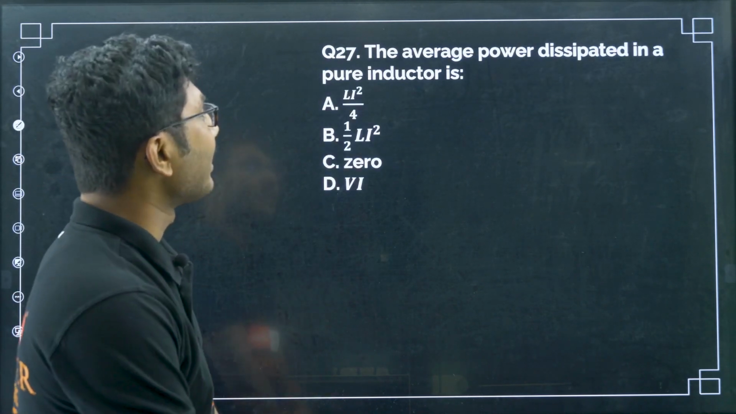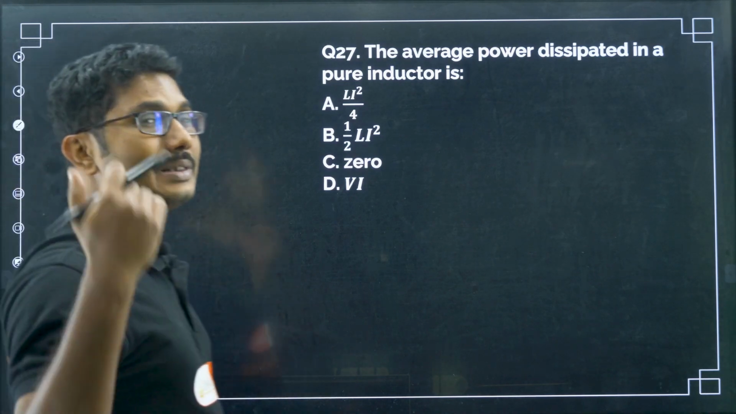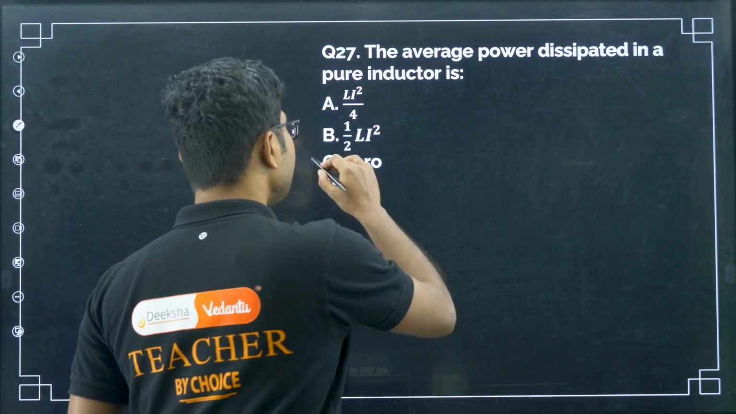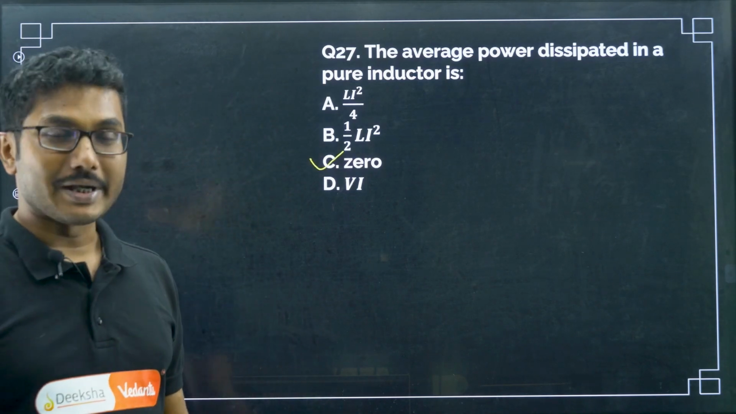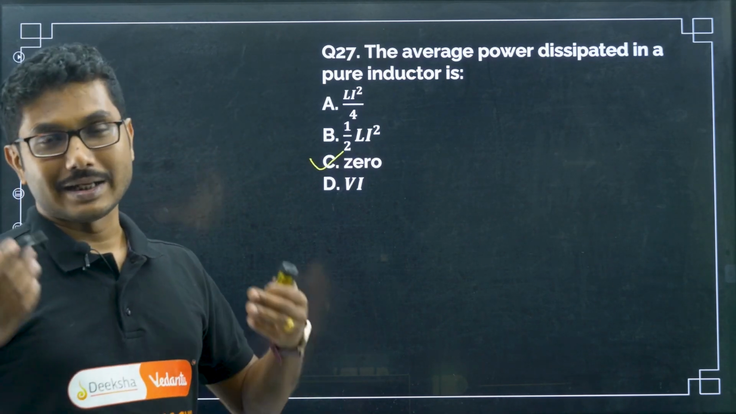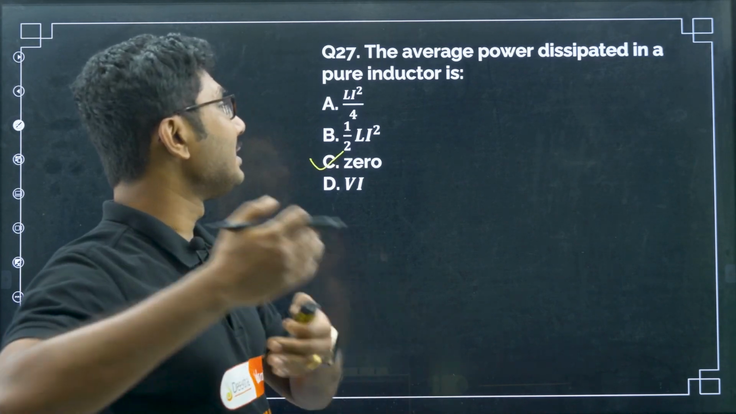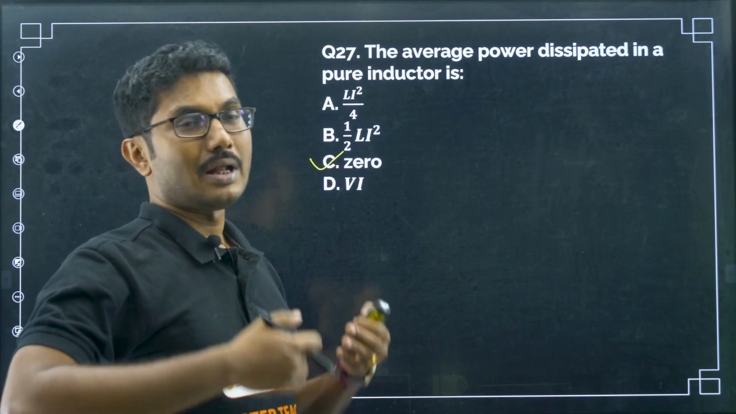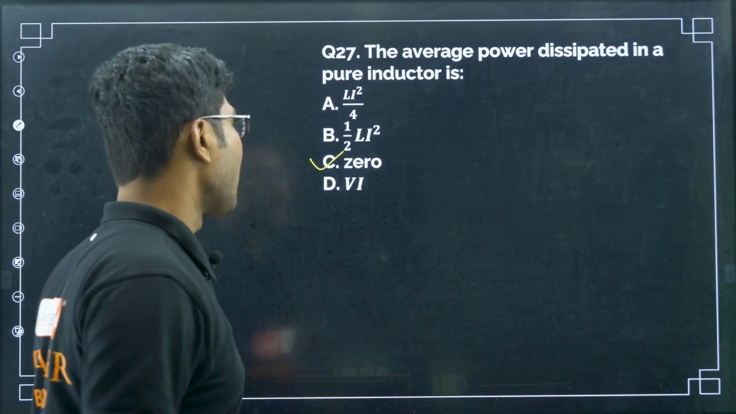So this is an easy question. The average power dissipated in a pure inductor is. So the average power dissipated in a pure inductor is 0. It is not half Li square. Half Li square is the energy stored when the inductor is connected in a DC circuit, right. But the average power dissipated when you are considering AC power in a pure inductor is always 0.